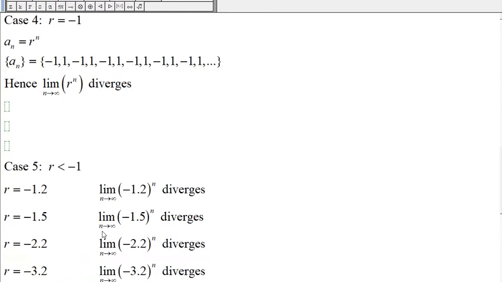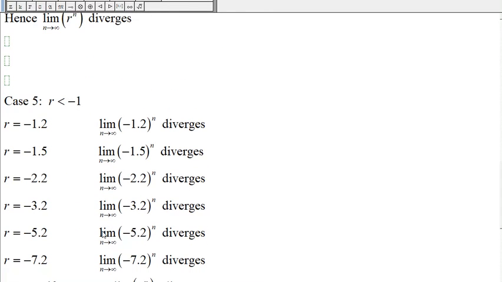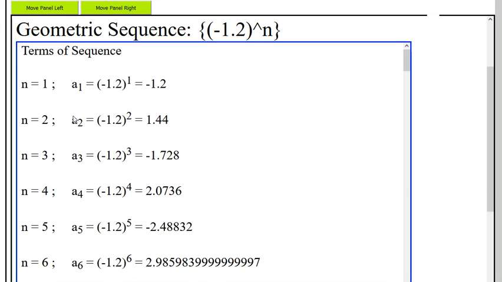And then the last case, let's look at the case where r is less than -1. And so let's run the simulation program for r of -1.2. So here we have the geometric sequence of -1.2 to the n.